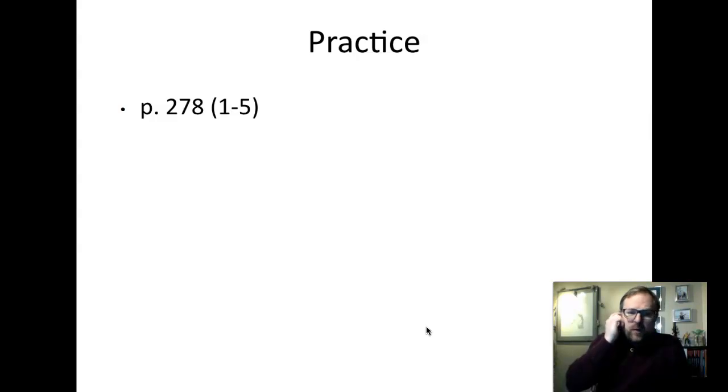At this point, if you wanted to pause, you could pause, flip open to page 278 of your textbook and go through questions 1 through 5 just to give you an idea of what I think is important to pick up on this first subsection in section 1. So if you want to do that, hit pause now. If not, I'm going to continue on.